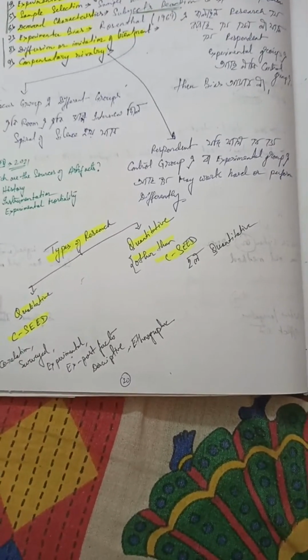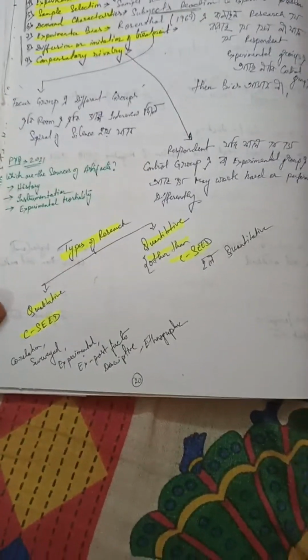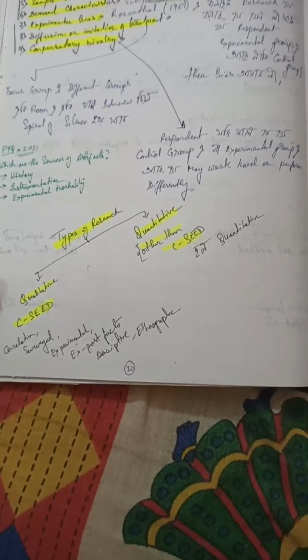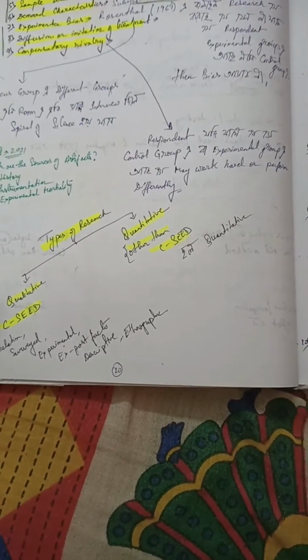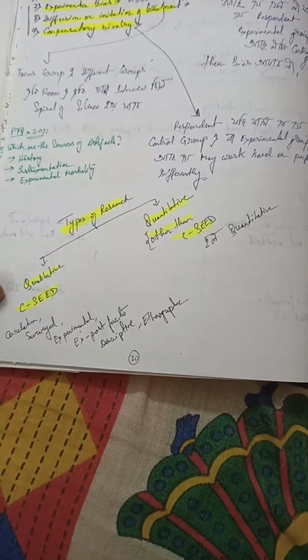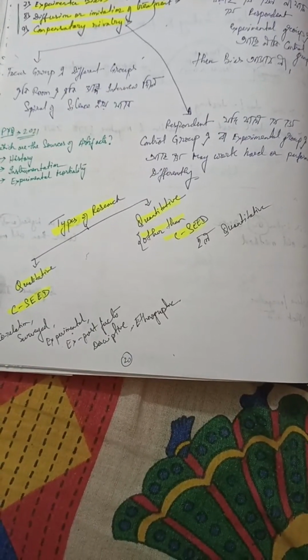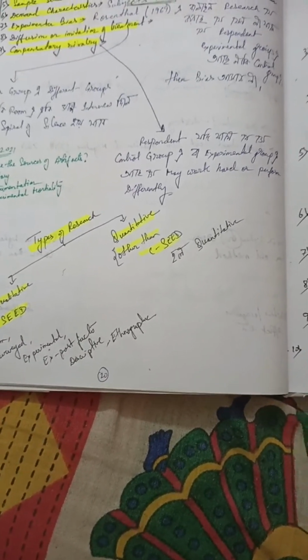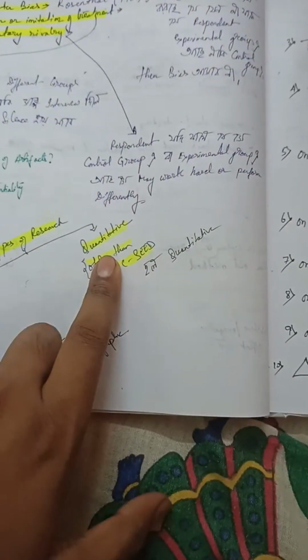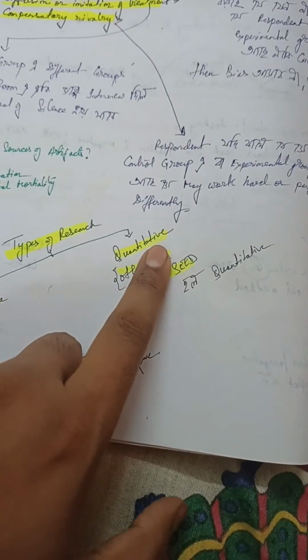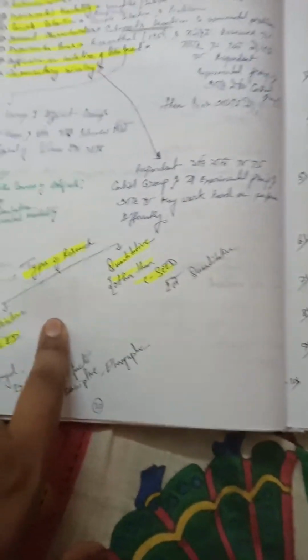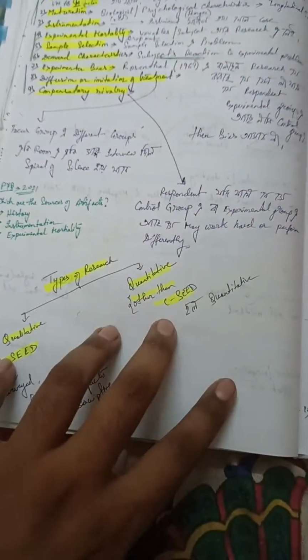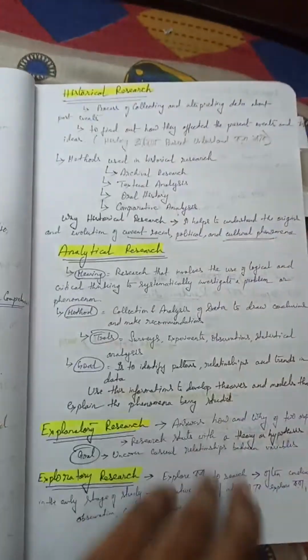All the qualitative research can be understood by CSEED: correlational studies, survey, experimental, ex post facto, descriptive and ethnographic research are qualitative. Other than CSEED, every research is quantitative. Today we will be only talking about this particular thing. Tomorrow we will have a brief discussion on the detailed types of research.